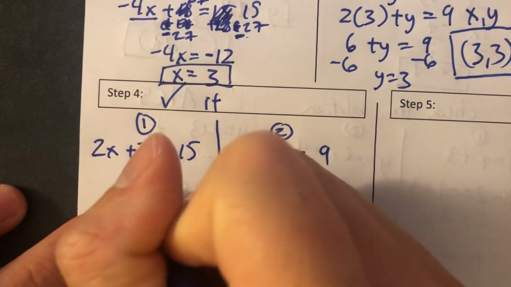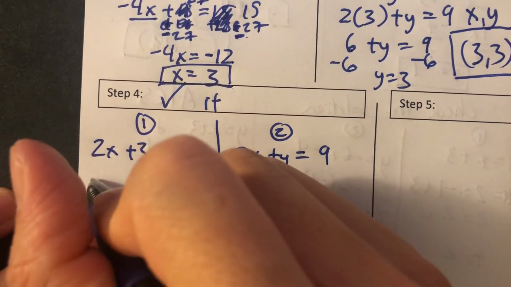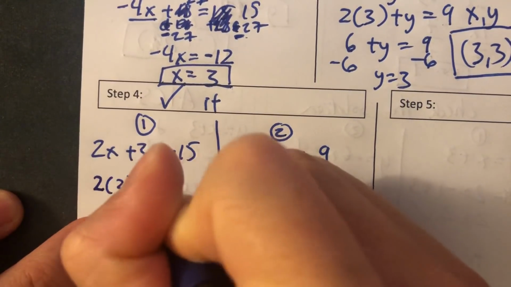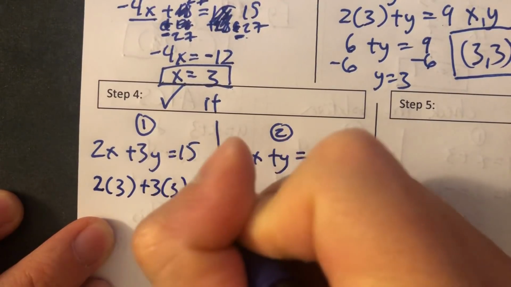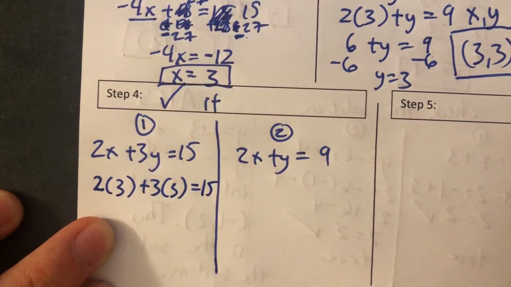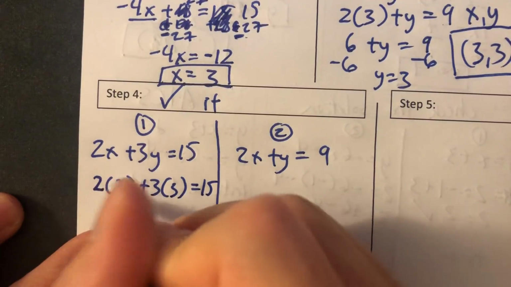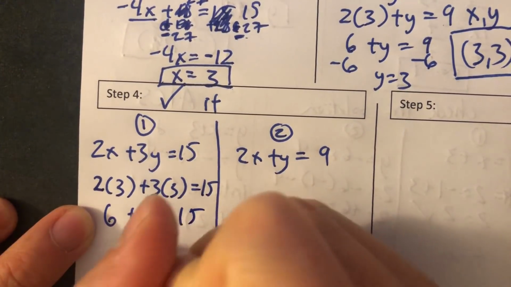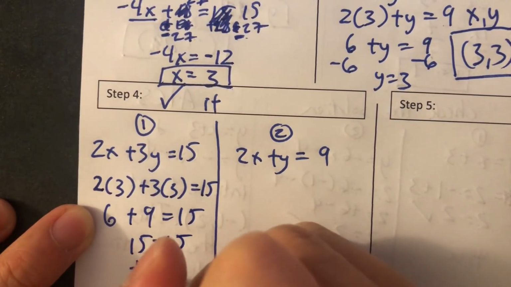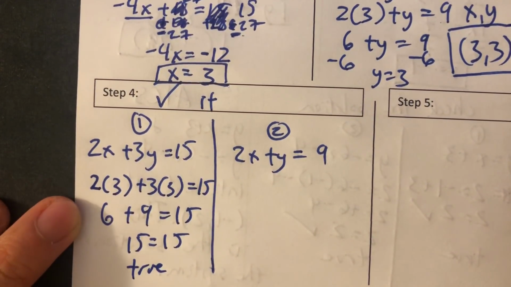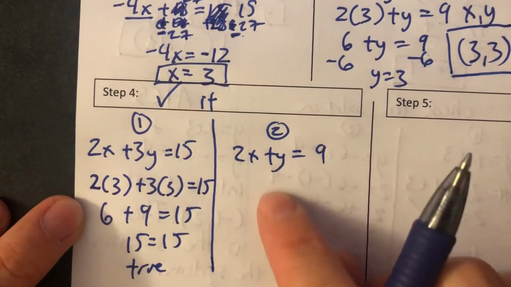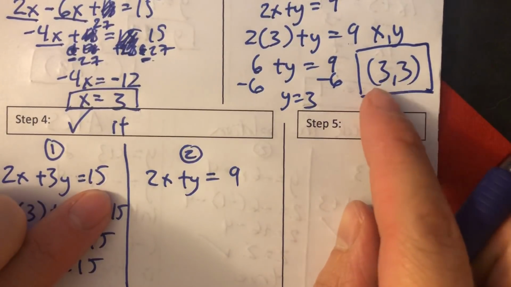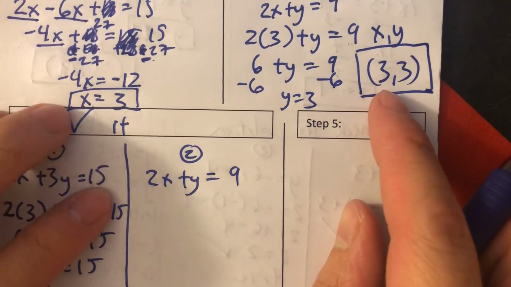So I will have 2 parentheses 3 plus 3 parentheses 3 is equal to 15. 2 times 3 gives me 6 plus 9 is equal to 15. 15 is equal to 15. This is true. So it works for the first equation. Go ahead and check the second equation on your own using this point before you continue on any further.